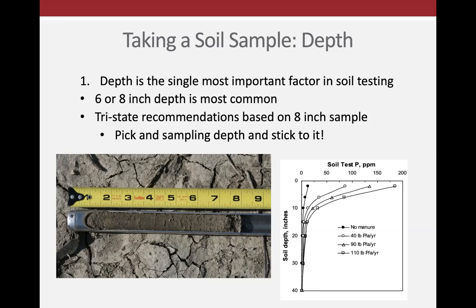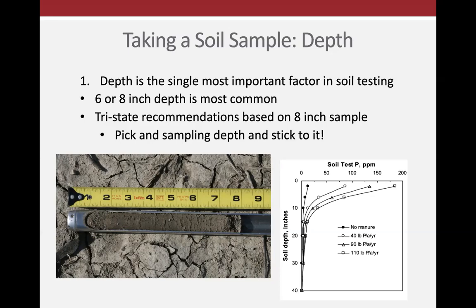Most of the recommendations in Ohio are based on an 8-inch sample, a 0 to 8-inch sample. And some people pull 0 to 6-inch samples, or 0 to 4, or even 0 to 5. Again, there's not a right or wrong answer here, but it's about maintaining consistency and then finding reference materials that are based on this information. So again, Ohio historically has had a 0 to 8-inch sample.